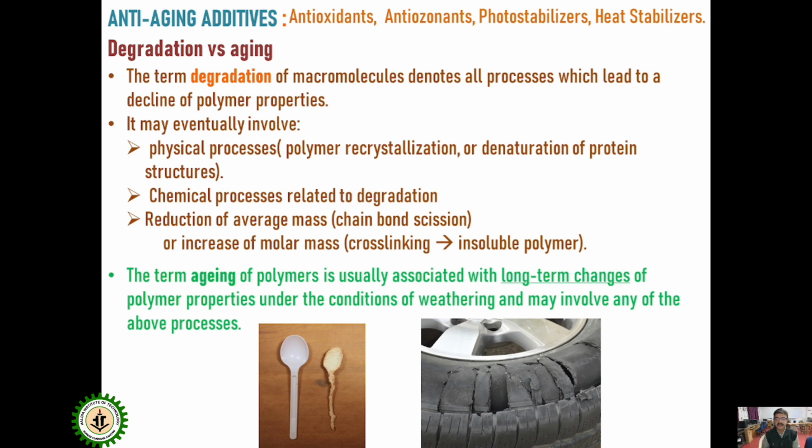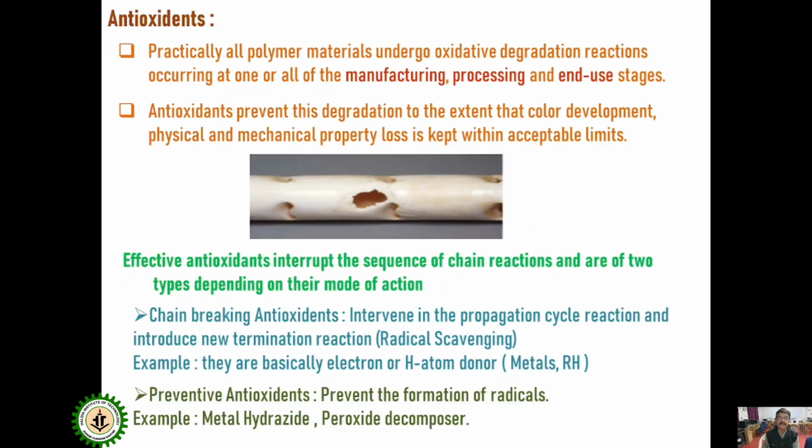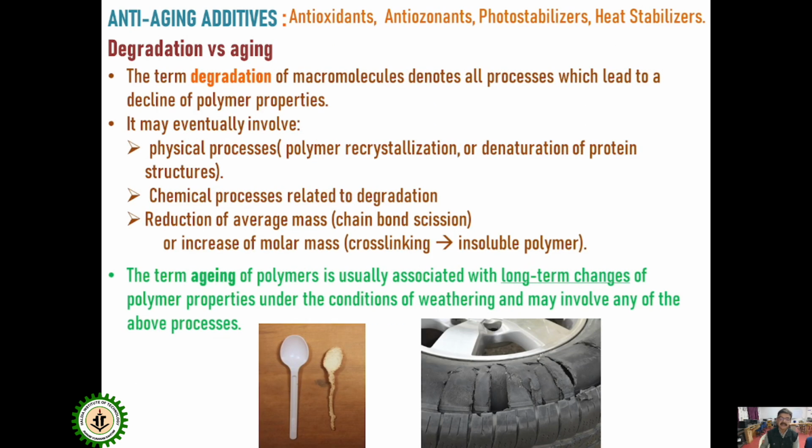The term aging of polymers is usually associated with long-term change of polymer properties under the condition of weathering and may involve any of the above processes. I have already discussed the matter. And these are the pictures you will find of what kind of aging process is going on in an environment. If you keep a plastic spoon, it will gradually turn into this, and it is a very common example.